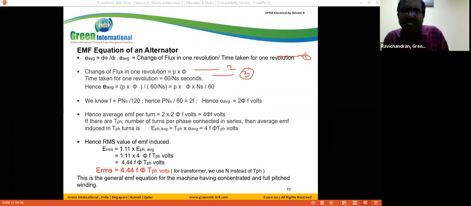So from Faraday's law, we have the first equation, generated EMF E, which is equal to dΦ/dt. Here dΦ is equal to the number of poles times flux, and dt is the time taken for one revolution, which is equal to 60 by Ns. Ns is what we call the synchronous speed. So in general, we are using the term N.